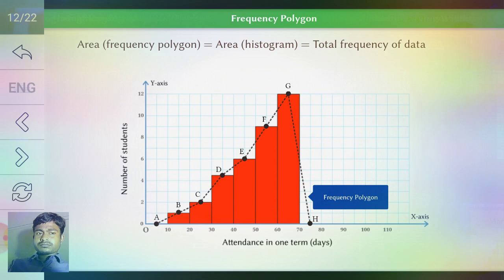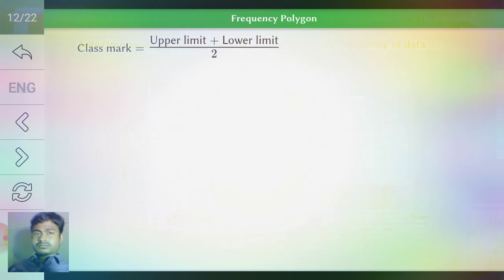Frequency polygons can also be drawn without using histograms. This can be done by joining the midpoints of the class intervals, also known as class marks. Class marks can be found by dividing the sum of the upper and lower limit by 2.